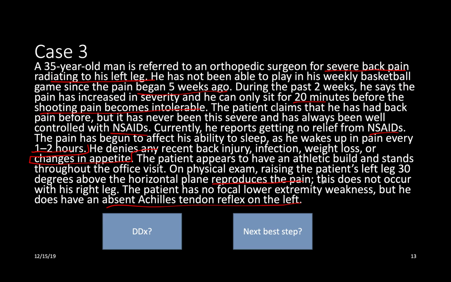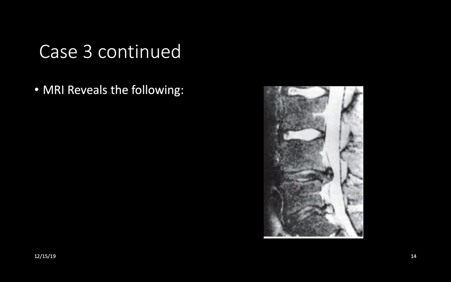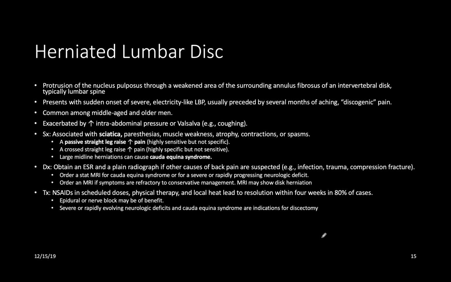Excellent, good. So which is better for seeing a herniated disc, CT or MRI? MRI, excellent, good. So we get an MRI and we see the following. What do you think? Yes, very good. Yep, and it's just pushing right there on the spinal cord. Okay, very good.